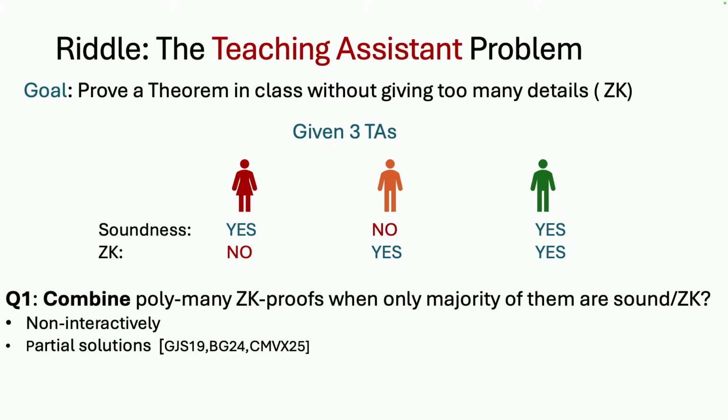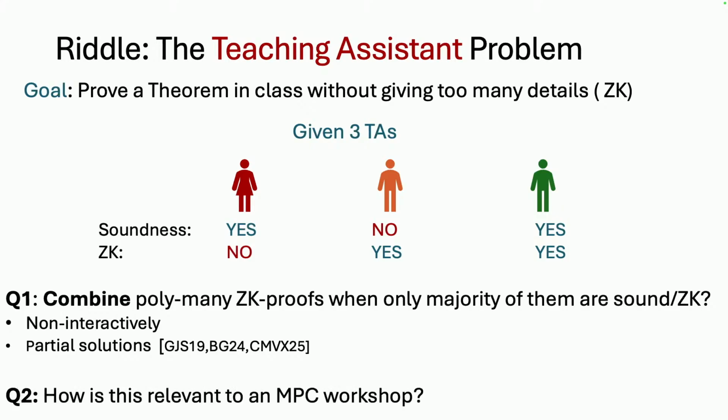Question already, yes? Only a majority of them are sound and zero knowledge, or like in the slide? The example on the slide gives you the solution, right? So, okay, that's the first question. The second question is, shouldn't this talk have been like 3 weeks ago? I mean, this is about proofs, and we are at an MPC workshop. I'll try to answer these 2 questions during the talk. We'll see if I do it.